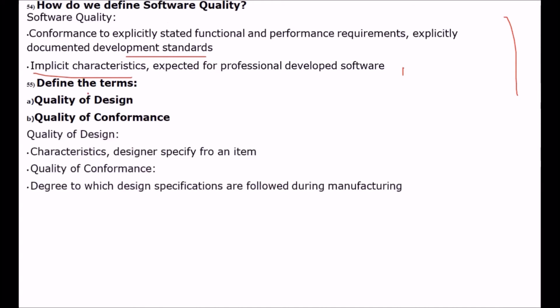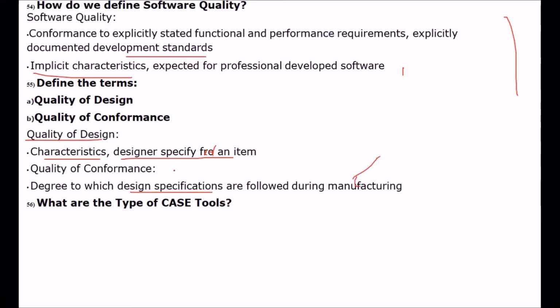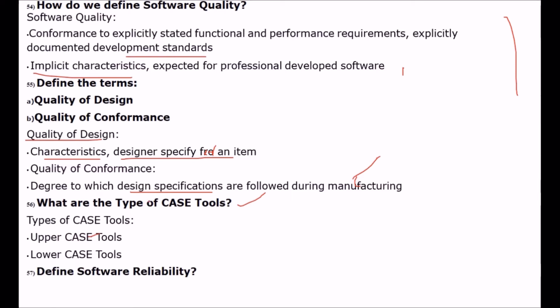Define the terms quality of design and quality of conformance. Quality of design is the characteristic the designer specified for an item. Quality of conformance is the degree to which design specifications are followed during manufacture. What are the types of CASE tools? We have already seen what CASE tools are. There are uppercase tools and lowercase tools. This is itself a different topic.